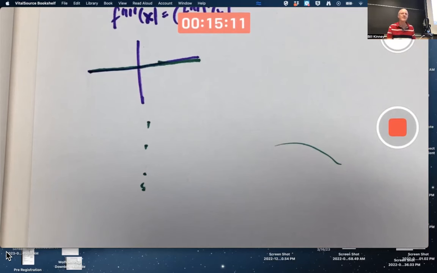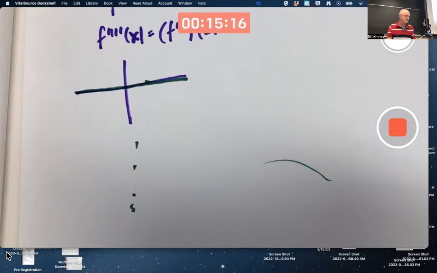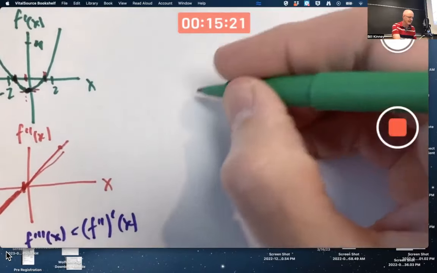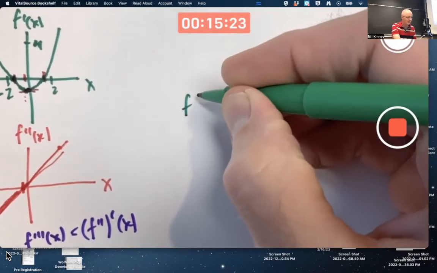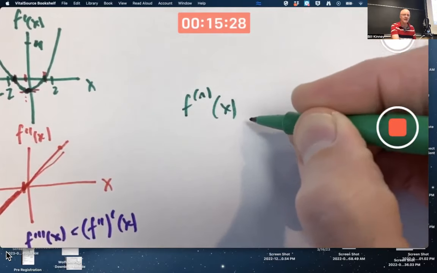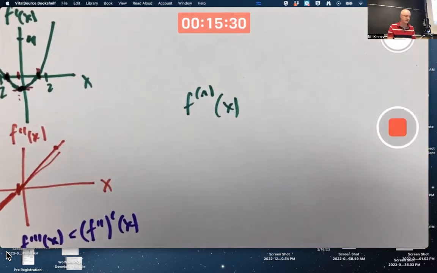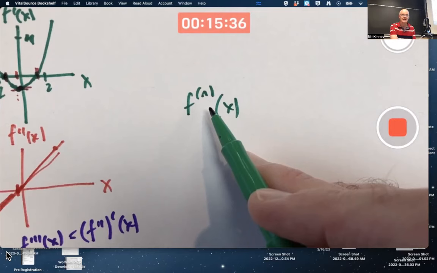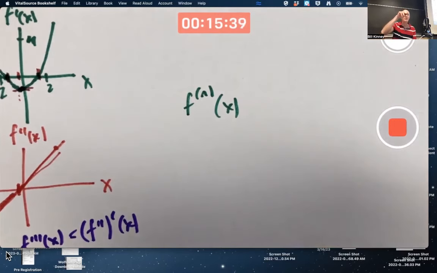Another question? Derivatives? Primes? Yeah, there is a notation for an arbitrary number of primes. If you write f with an n inside parentheses of x, this is notation for the nth derivative. So if n is 1, that's the first derivative. If n is 2, it's the second derivative. If n is 3, it's the third derivative. Instead of writing an arbitrary number of primes, this is just shorthand notation. It does not mean nth power. It does not mean the same thing.